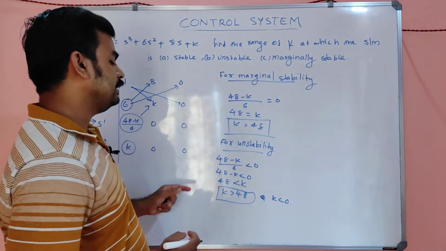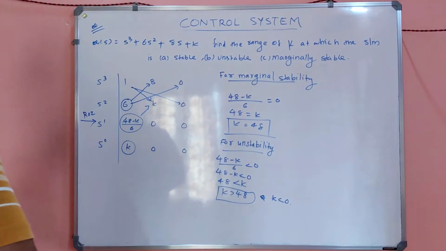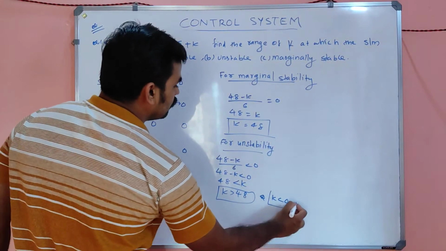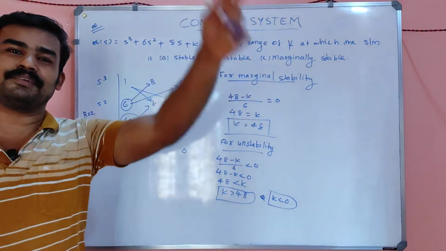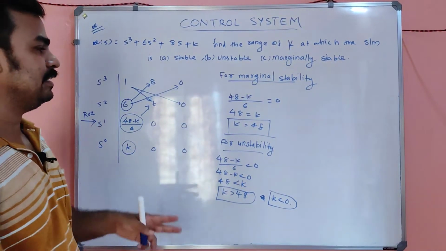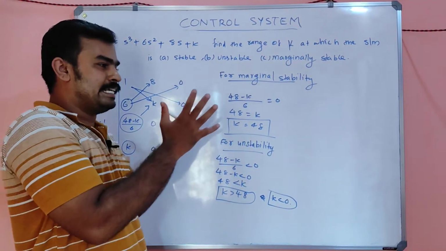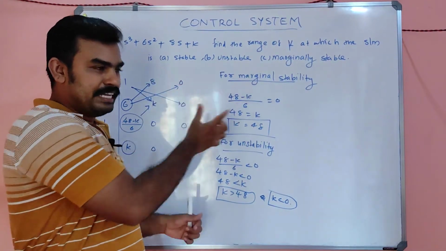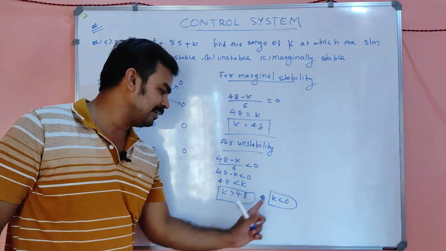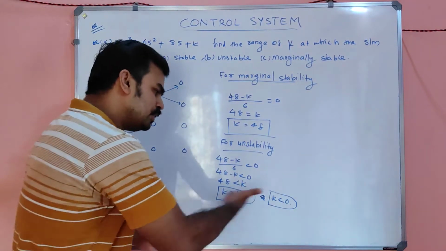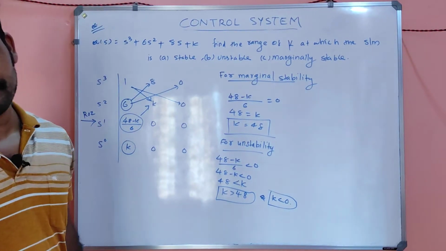Less than 0 and greater than 48. These two conditions you can't combinedly write, because one is less than 0 and another is greater than 48, right? So you can't combinedly write this like before, 0 less than k less than 48. That type of combined writing will not be possible here, in k greater than 48 and k less than 0.